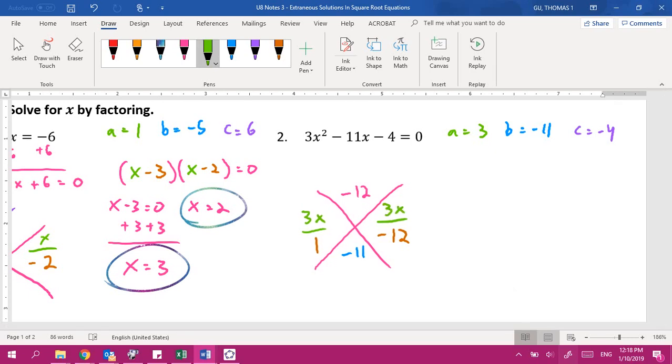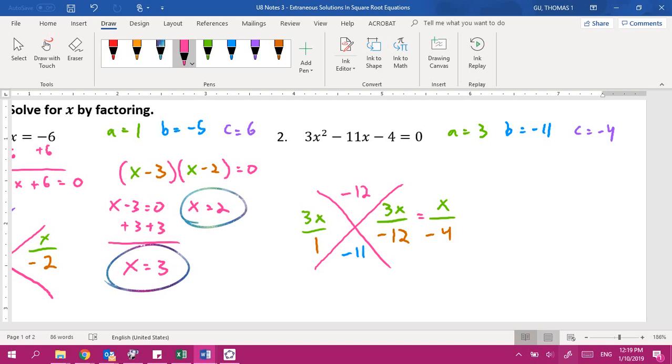Now, what do we need to do? Can I just write my factors like this? No, you have to reduce. 1 over 4, so x over negative 4. Right. So now both of the fractions are reduced as much as possible.